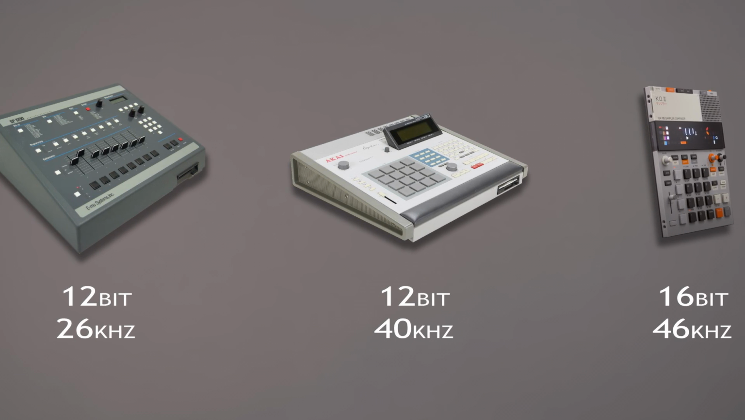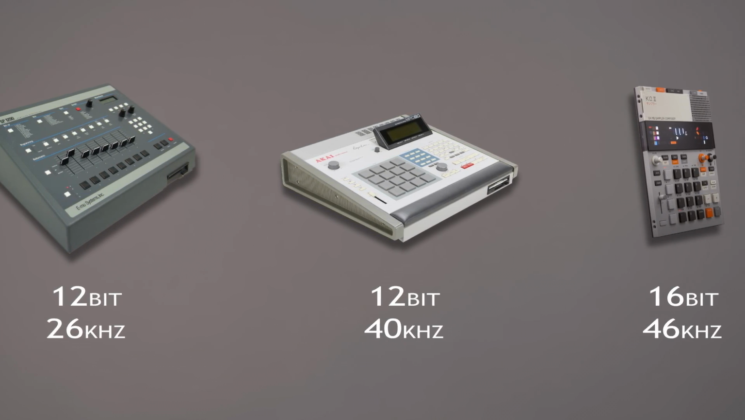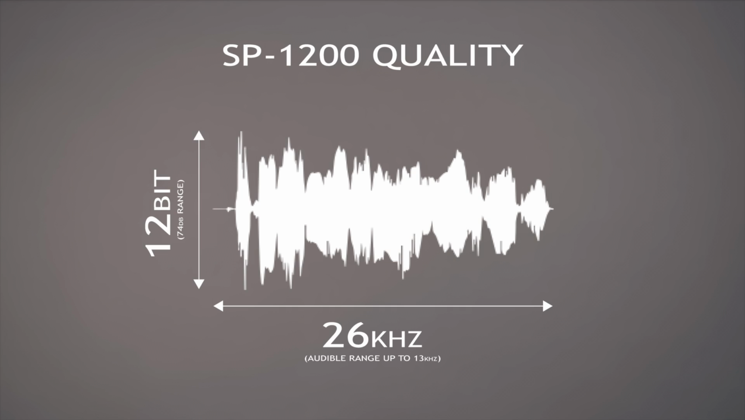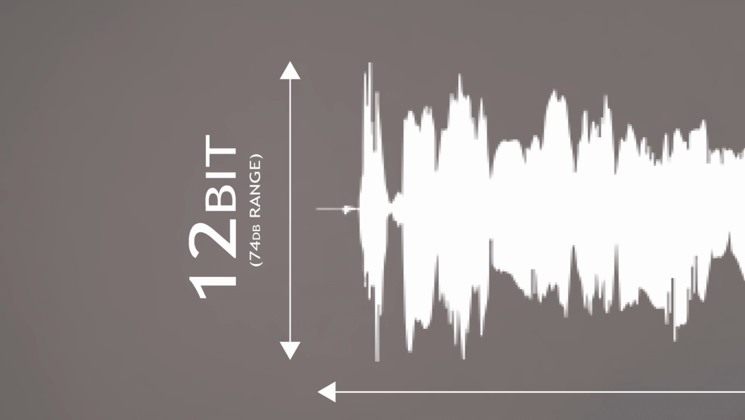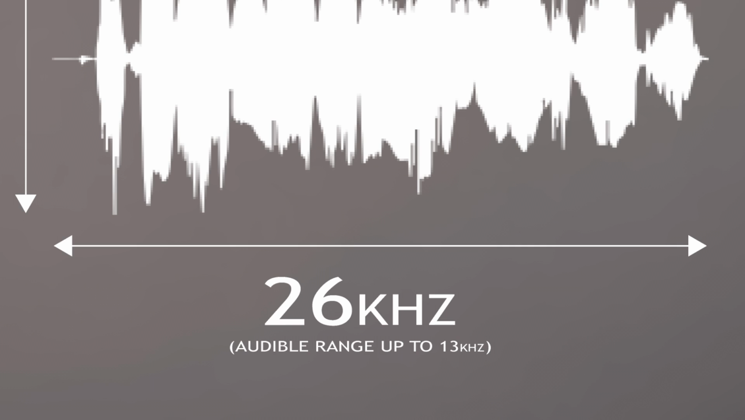Let's now look at the audio quality of one of the classics of all classics, the SP1200. The SP1200 is 1226, which, as we've learned, means it has a bit depth of 12 and a sampling frequency of 26,000. A bit depth of 12 yields 74 decibels of range, and the 26K sampling frequency means it has a maximum audible frequency of around 13 kilohertz.